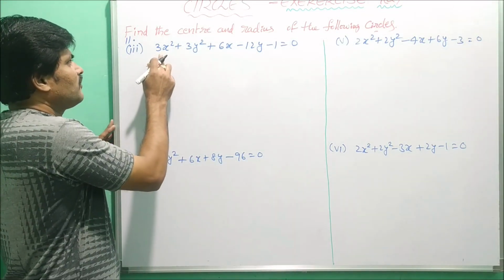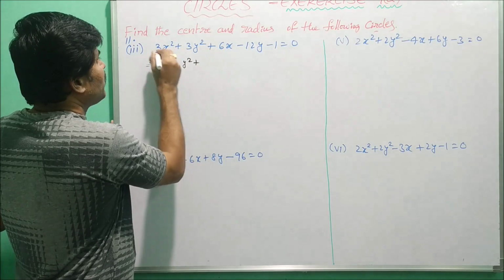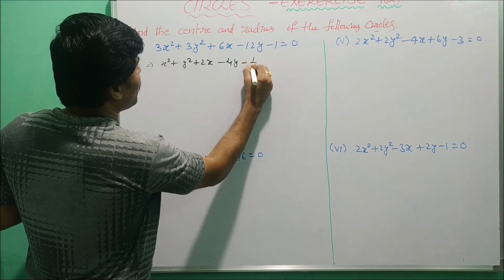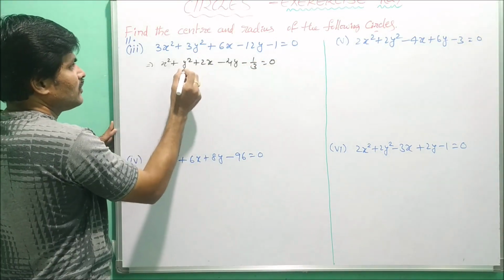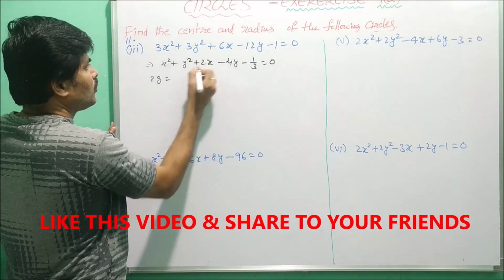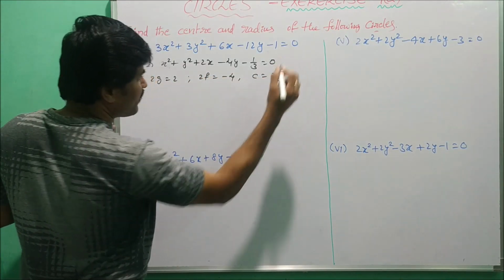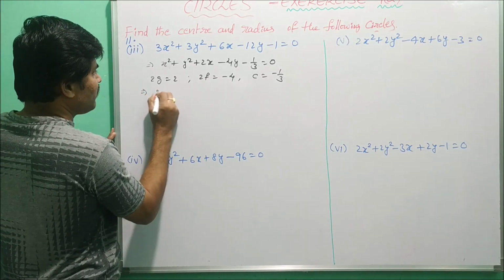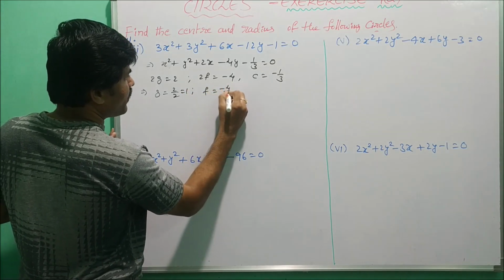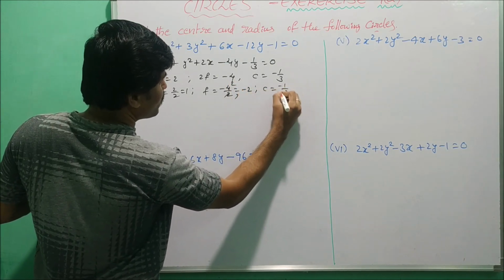Now in the given equation, first of all we divide with 3. This is x square plus y square, plus 6 by 3, that is 2x, minus 12 by 3, 4y, minus 1 by 3 equals 0. Now comparing with general form of the circle, directly we write 2g equals 2, 2f equals minus 4 and c equals minus 1 by 3. Now here it can simplify that the value of g is 2 by 2, that equals 1. In this f equals minus 4 by 2, that is minus 2, and c equals minus 1 by 3.